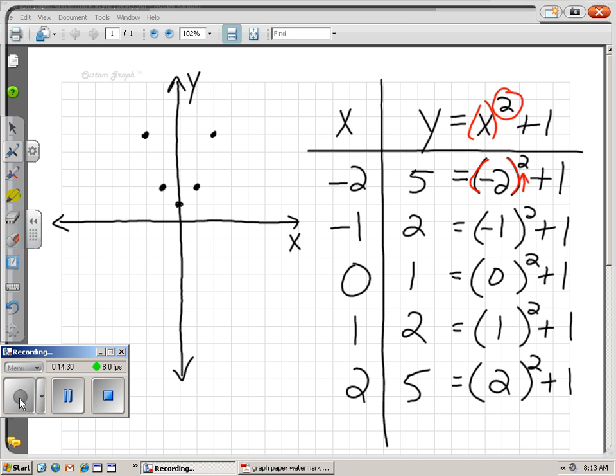And here's what your graph should look like. Notice that it is a U shape. And this is something that happens with x squared graphs. X squared graphs are U-shaped. Okay, that's it for this lesson.